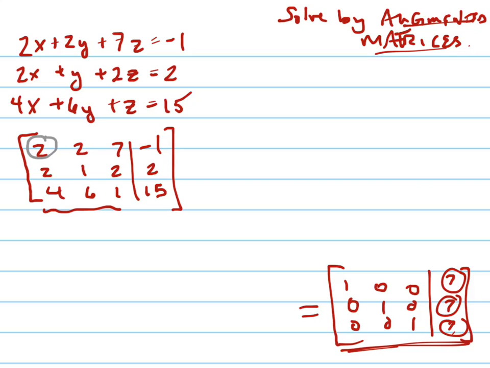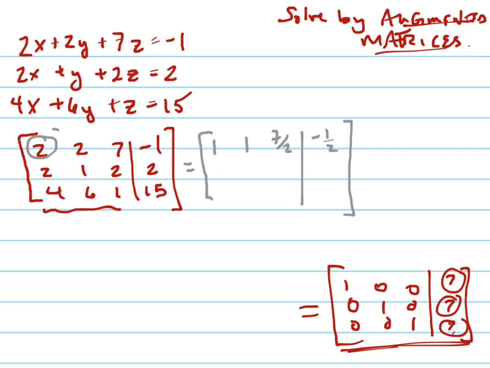So the first step is, and it takes a lot of space sometimes, I'm going to divide everything in this first row by 2. I'll get 1, 1, 7 halves, negative 1 half. Now I'm going to take the first row. I'm going to do a couple things at a time. I'm going to take the first row and multiply it by negative 1 and add it to the second row to give me my second row.